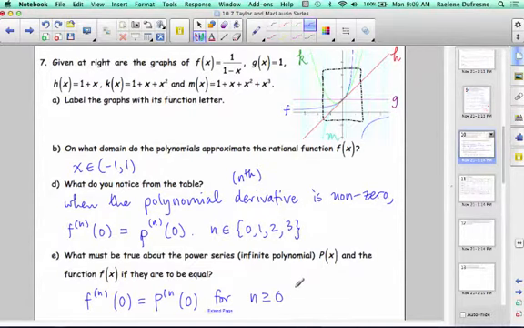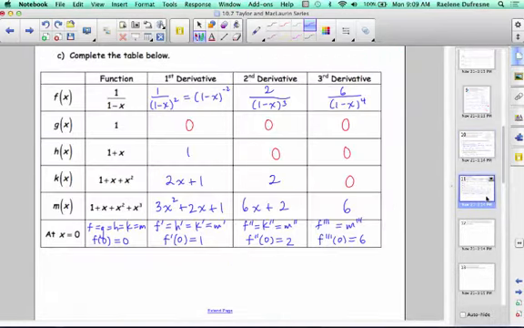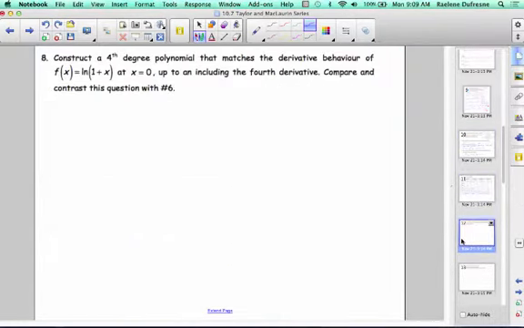And so this is leading us one step closer to how we get a power series that can be matched to a function if we cannot see it as an algebraic composition, a product of another function, or the derivative or an antiderivative of a known basic series. What we have then is the idea to construct a fourth degree polynomial matching the derivative behavior of f of x up to and including the fourth derivative.